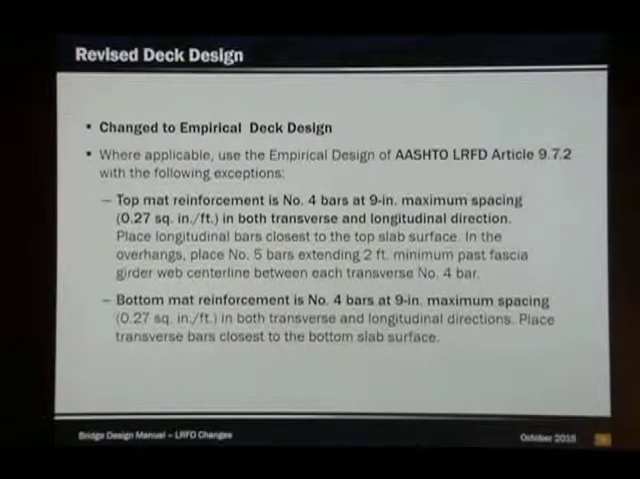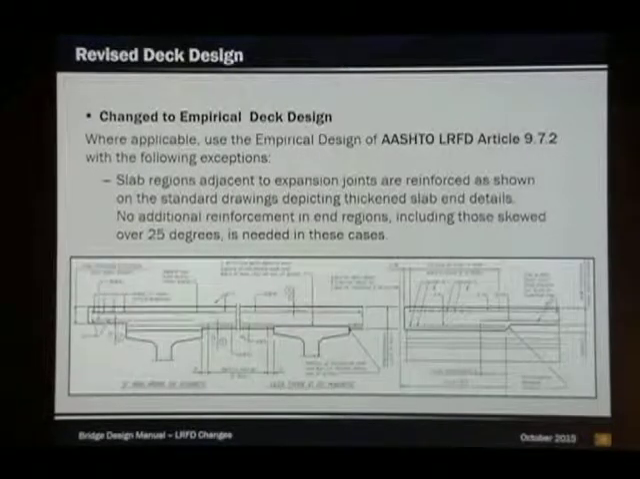So for this type of method, where applicable, use AASHTO Article 9.7.2 with the following exceptions. Top mat reinforcement is number 4 bars at 9-inch maximum spacing in both the transverse and the longitudinal directions. And then moving on, bottom mat reinforcement is number 4 bars at 9-inch maximum spacing. Last, slab regions adjacent to expansion joints are reinforced as shown on the standard drawings depicting thickened-end slab details. No additional reinforcement in end regions, including those skewed over 25 degrees, is needed.